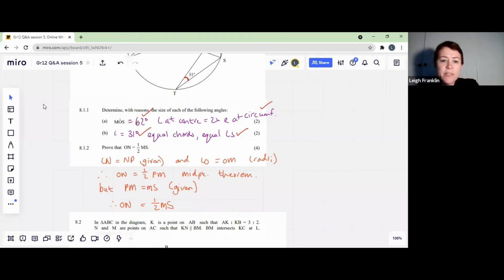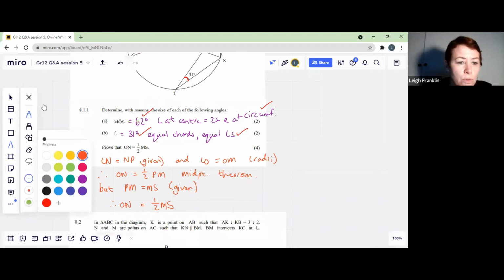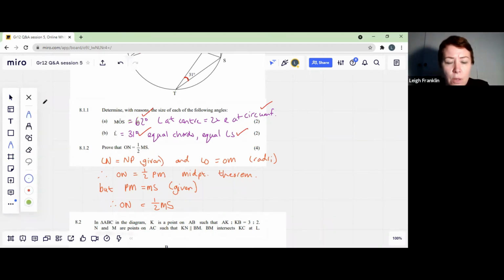Okay, so matrix, this is out of 4. I would imagine there would be a mark for those. You would have to make both of those statements in order to say that ON is half of PM. I would imagine that ON equals half PM, midpoint theorem. There would probably also be a mark for that and a mark on this.